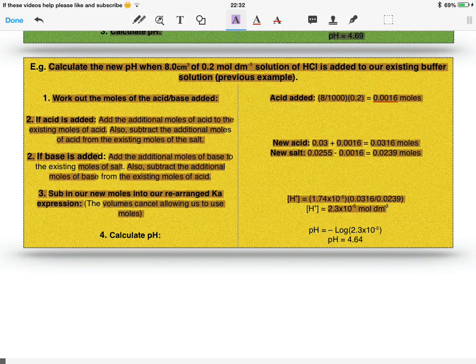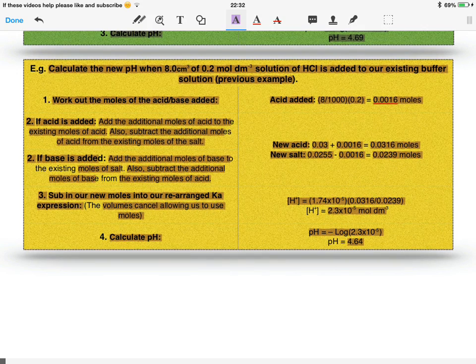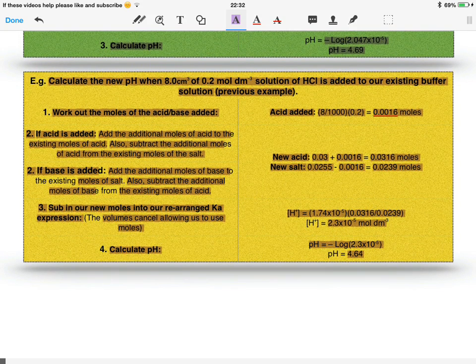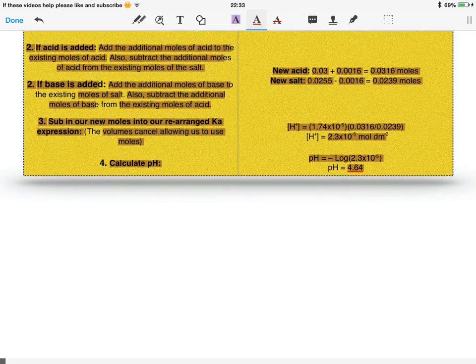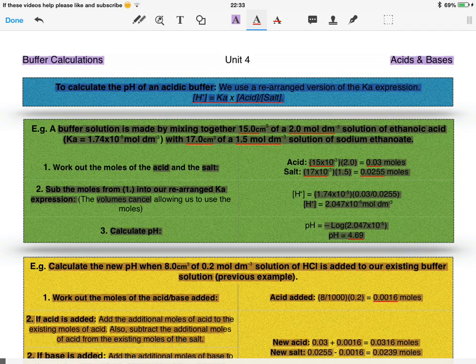The final step, calculating pH, is just the simple minus log trick. If we sub in our hydrogen concentration, your answer should give you a pH of 4.64. This makes sense because we've added a small amount of acid and we've become slightly more acidic. We've gone from 4.69 to 4.64. Remember, the lower the pH, the more acidic. So I hope that helped with the buffer calculations, and I hope it made you realise that it's not as complicated as many people think.